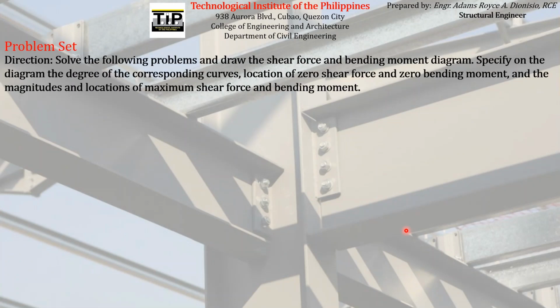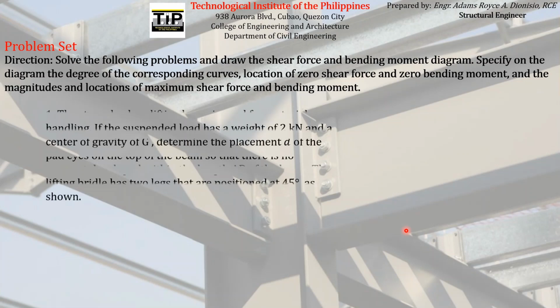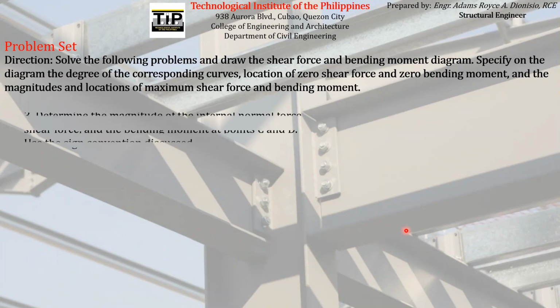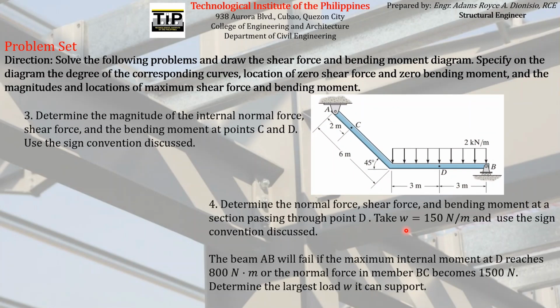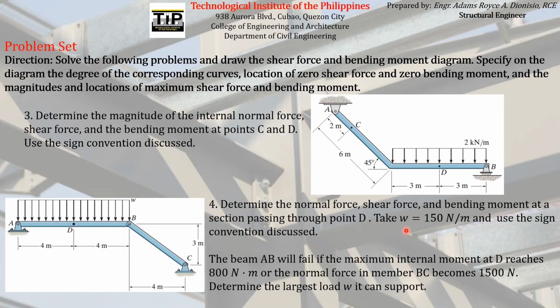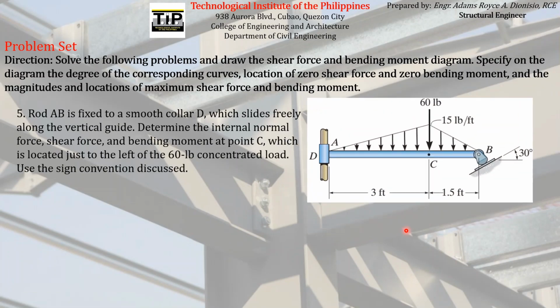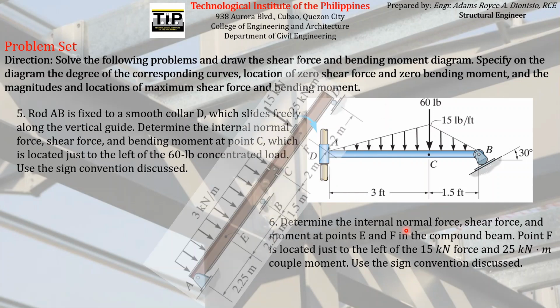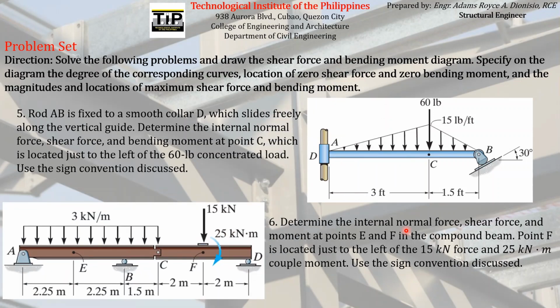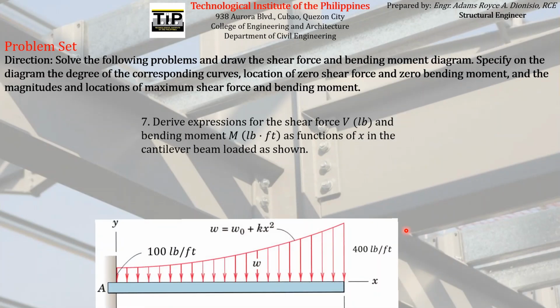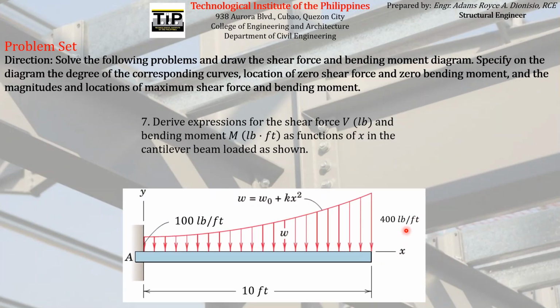So for you to be able to practice solving, I have given a set of problems here. So all you have to do is draw the shear and moment diagram, and then specify the correct degree of the corresponding curves, and then the location of the zero shear force and zero bending moment. So specify the location of those points, and then specify the magnitudes and locations of the maximum shear force and bending moment.